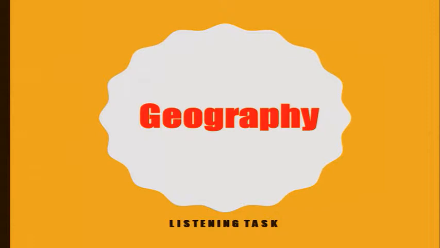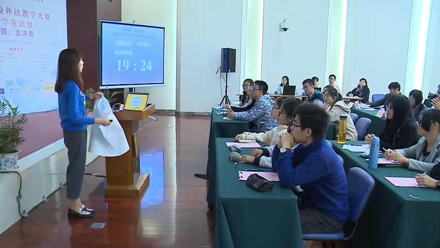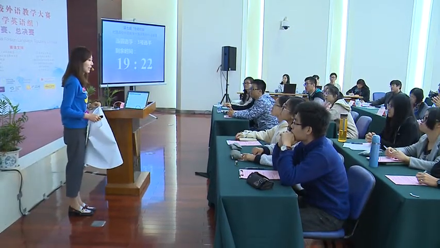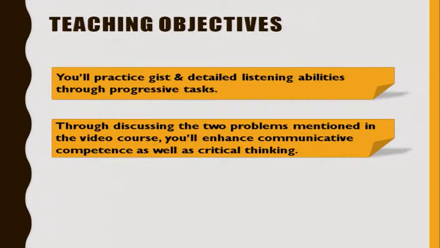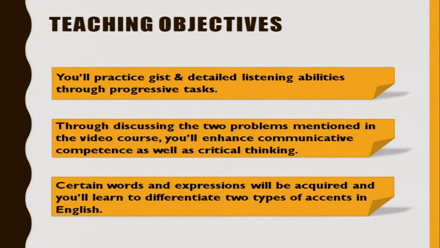All right? So, first, let's take a look at what we are going to achieve today. First, you will practice gist and detailed listening abilities through progressive tasks. Then, through talking about the two problems mentioned in the video clip, you will enhance communicative competence as well as your critical thinking. Thirdly, certain words and expressions will be acquired and you will learn to differentiate two types of accents in English. Got it?